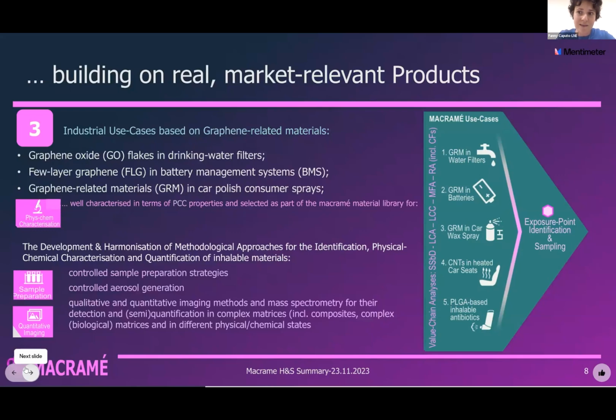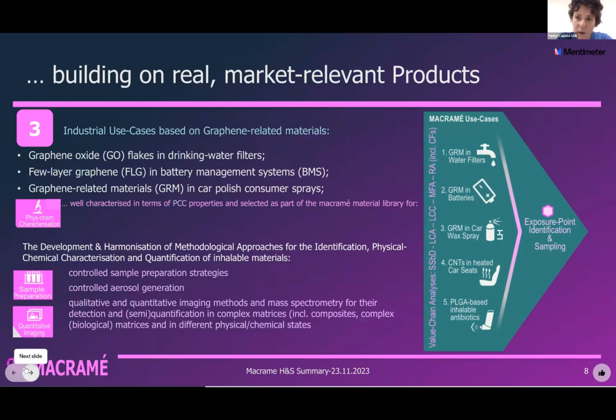I don't know what the right term is to call them, but what I mean by pristine graphene-related materials are the graphene oxide, whatever powder or suspension that is used and included as an additive in the commercial product. But we are really focusing on industrial-based materials.